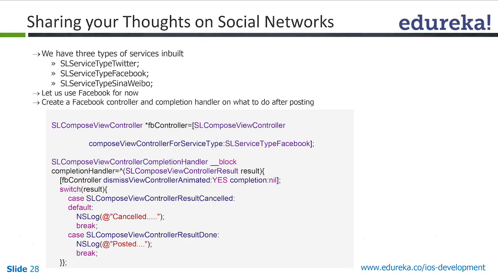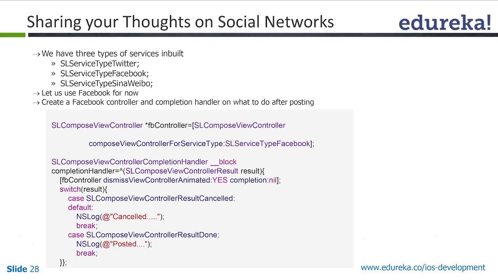So now we have 3 services inbuilt. There are some other sites that are going to be implemented by Apple, but right now we have Twitter, Facebook, and Sina Weibo implementations ready in our application. And how do you post something to any social website? It is nothing but first create an SLComposeViewController object and set some properties to it and say post. So it will do everything else.